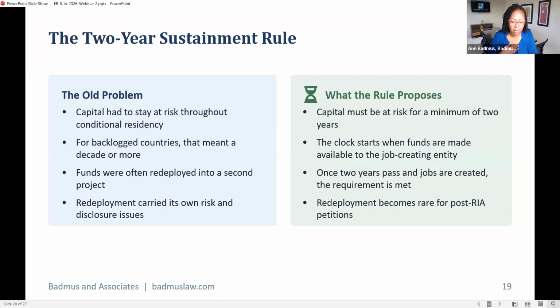In practice, most of the time, those projects would not last for 5 years. They would be completed, and the money would have to be reused and put into a second project, and continue until you actually got your conditional residence, until you got your permanent residence. So what the new rule has proposed, or what the government has been doing, is saying that your capital must be at risk for a minimum of 2 years.